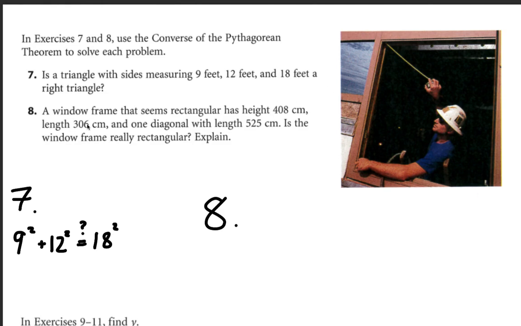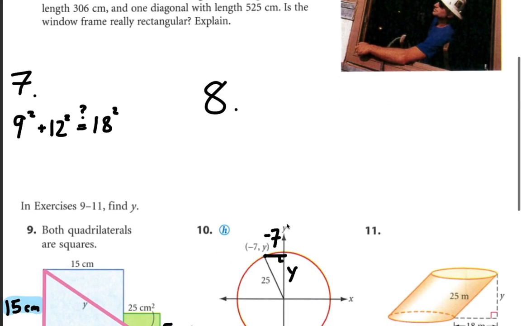A window frame that seems rectangular, notice the word seems, it's not guaranteed that this is a right triangle or a right angle, has a height 408, that's this, a length 306, that's this, and one diagonal that he's measuring right now with a length of 525. Is the window frame really rectangular? Go ahead and explain. Show me the work and go ahead and explain.